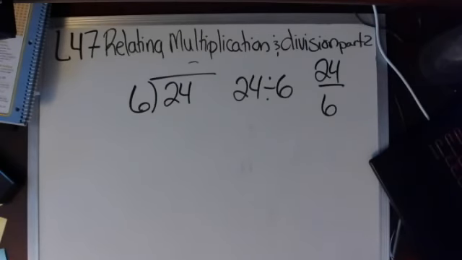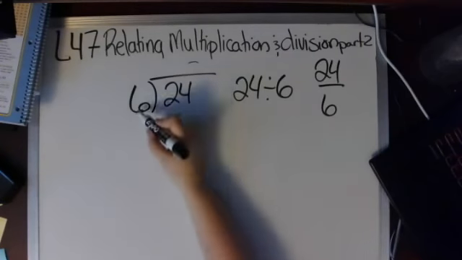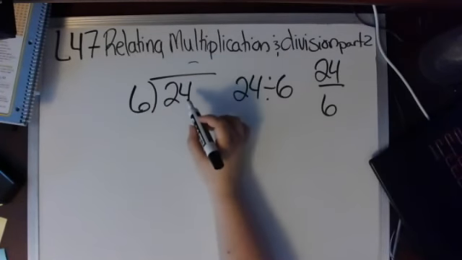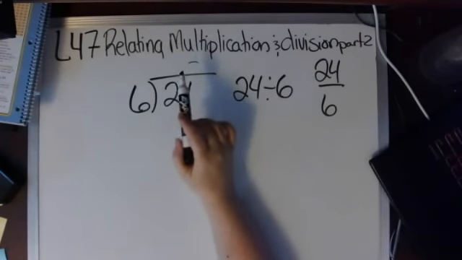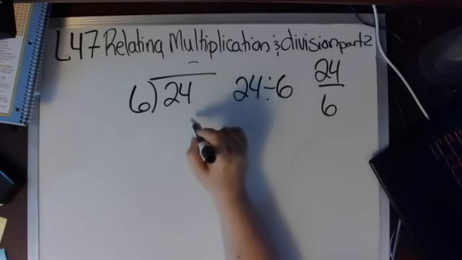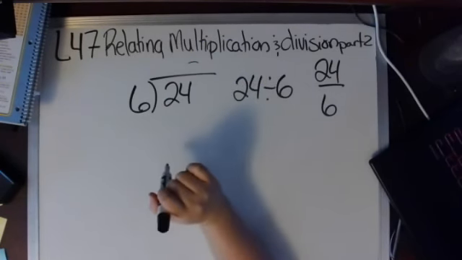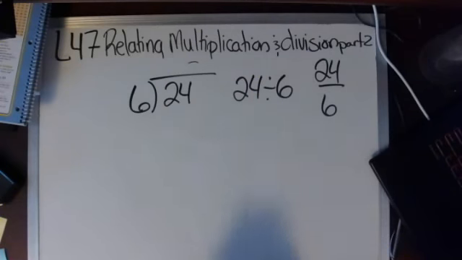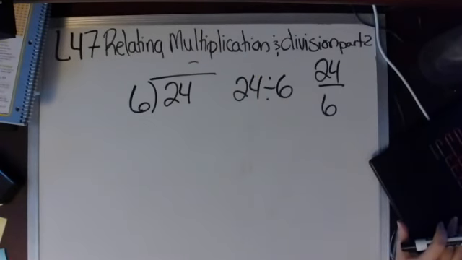Other than that, remember your relationship. This number times the quotient will make this number. So to find the answer here, the quotient, I can look at 6's, go along until I hit 24, go up and see what my answer is. Okay, use your multiplication chart if need be. That is lesson 47, relating multiplication and division, part 2.